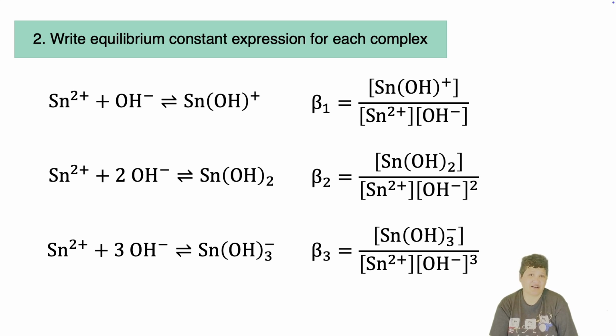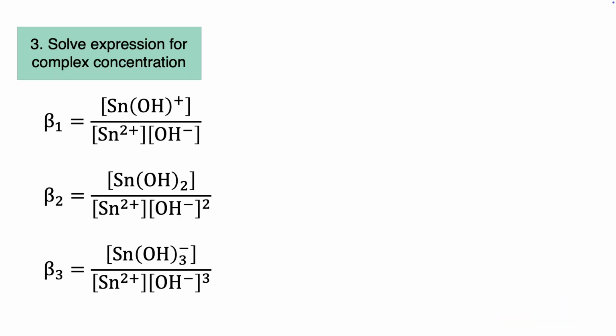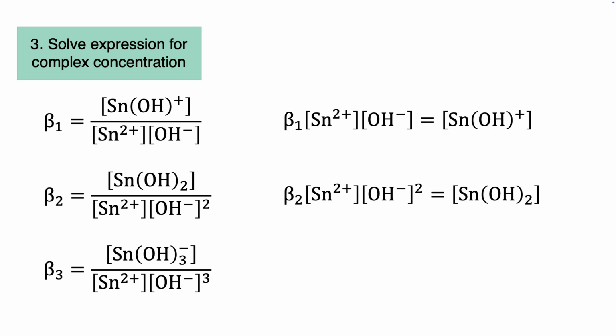When I'm looking at complex formation equilibria in my own work, I don't write out the formation reactions, but I have a decade plus of working with these sorts of equilibria, so I'm very comfortable with the patterns. With enough practice, you'll get there too. In step 3, we rearrange those equilibrium constant expressions so that the concentration of the complex is on one side and everything else is on the other. Again, the best way to do this is to multiply both sides by the denominator of the fraction.